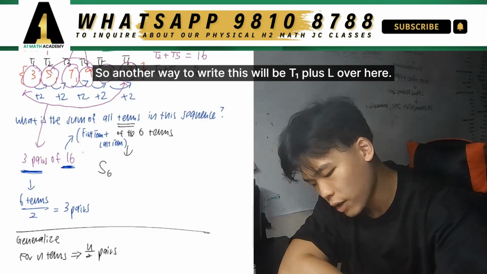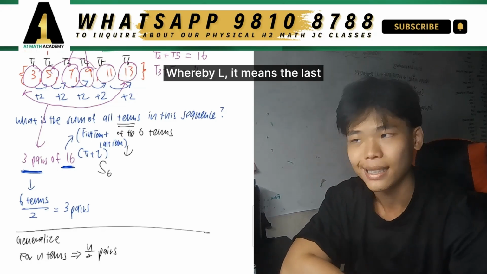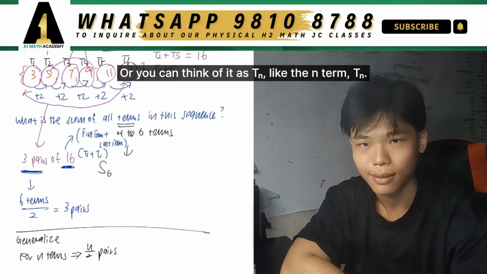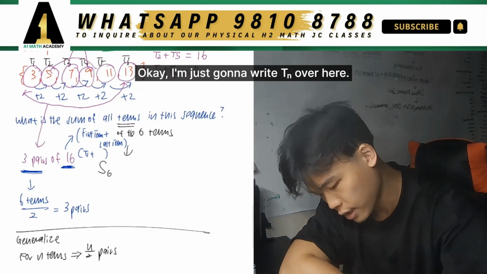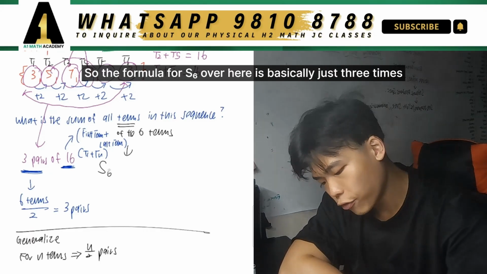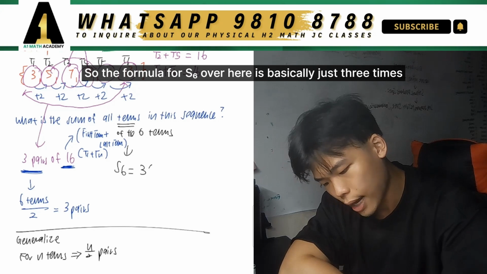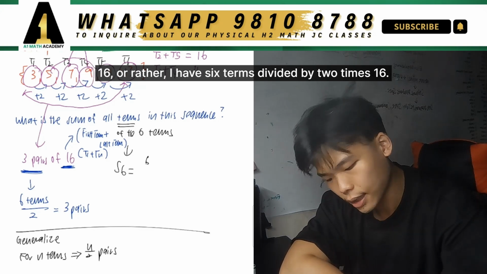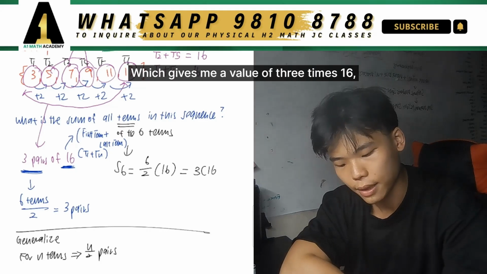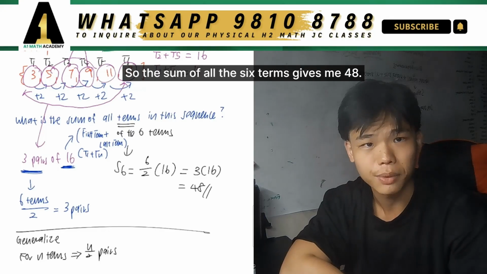So another way to write this would be T1 plus L over here, whereby L means the last term. Or you can think of it as Tn, the nth term. I'm just going to write Tn over here, or you can write L, however you want to remember it. So the formula for S6 over here is basically just 6 terms divided by 2 times 16, which gives me 3 times 16, which eventually gives me 48. So the sum of all the 6 terms gives me 48.